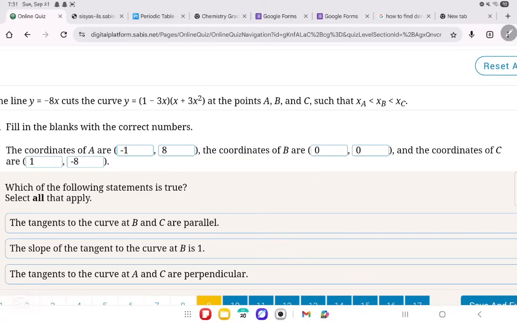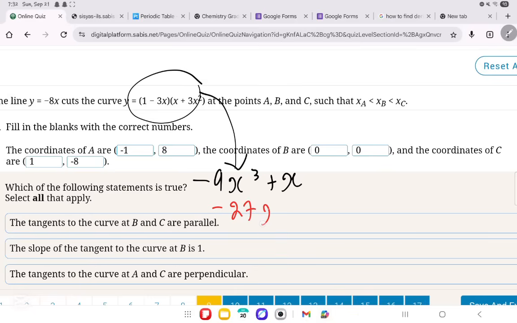Now, what did they say? They said the tangents to the curve at B and C are parallel. How do we check? First of all, you need to take the curve and you need to take the final expanded form, which is 9x cubed minus 9x cubed plus x, and then we take the derivative from it. The derivative from this is minus 27x squared plus 1.